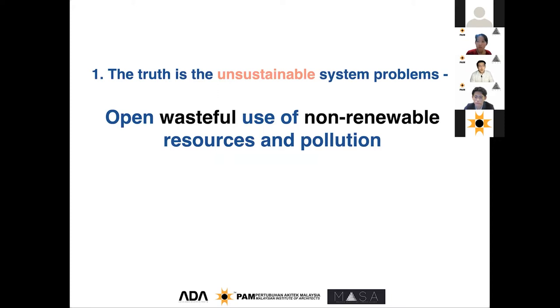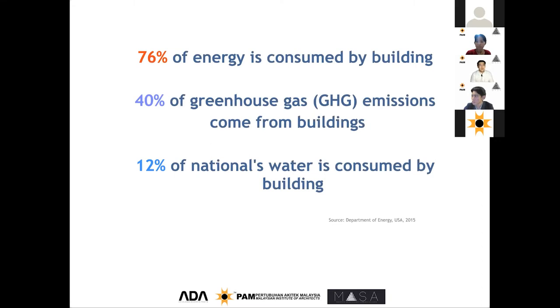Now, the truth is that our system is unsustainable. Why? Because of the wasteful use of non-renewable resources and pollution. So there are two key issues here: wasteful use of non-renewable resources, and pollution. Now, 76% of the energy is consumed by buildings.